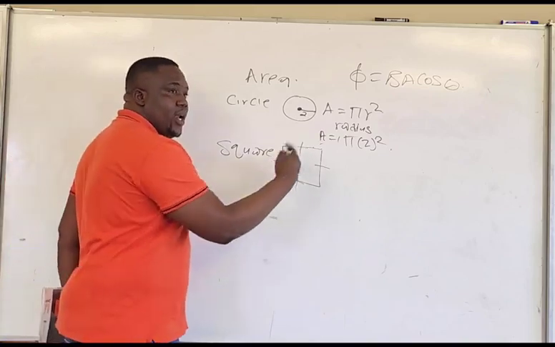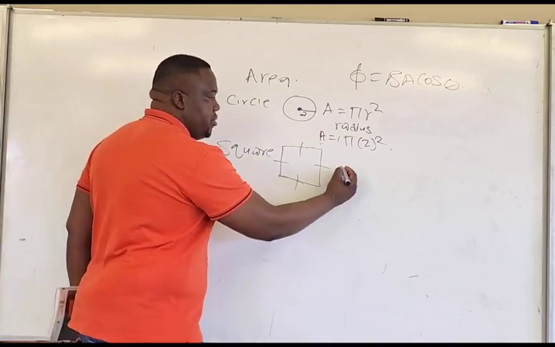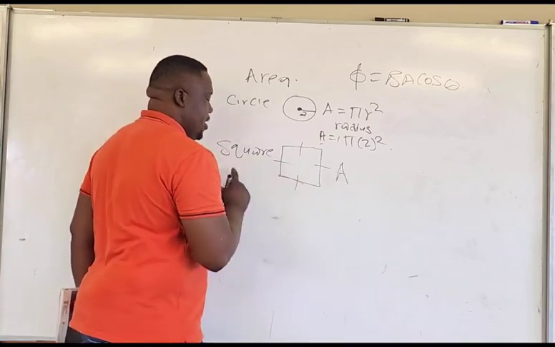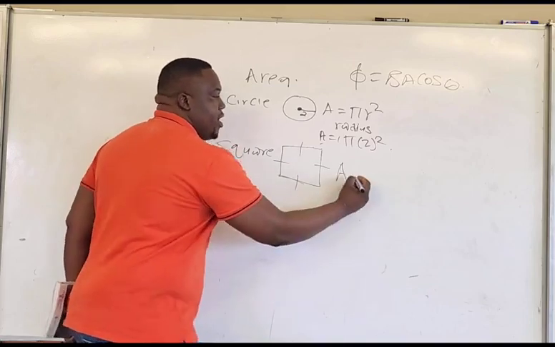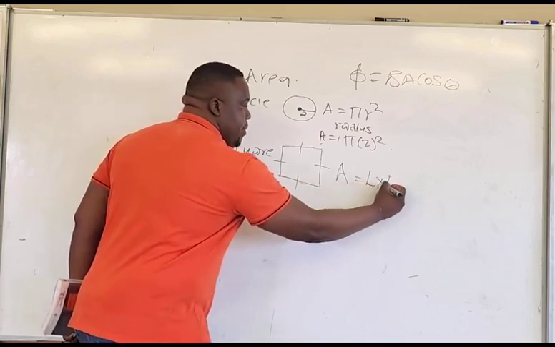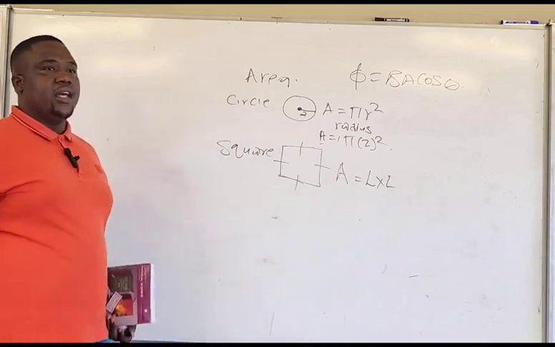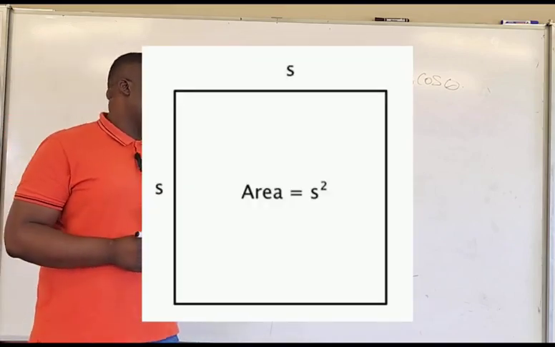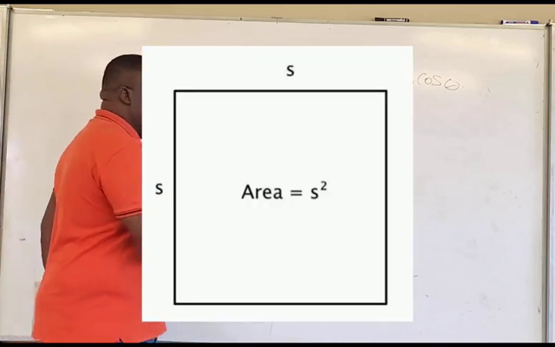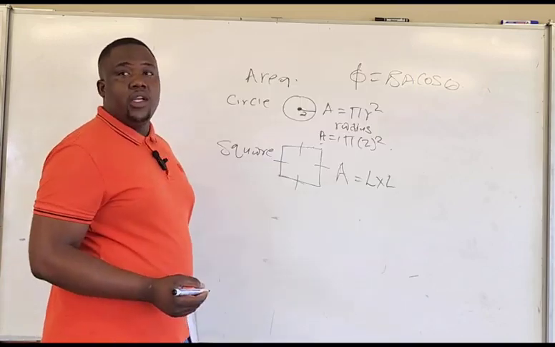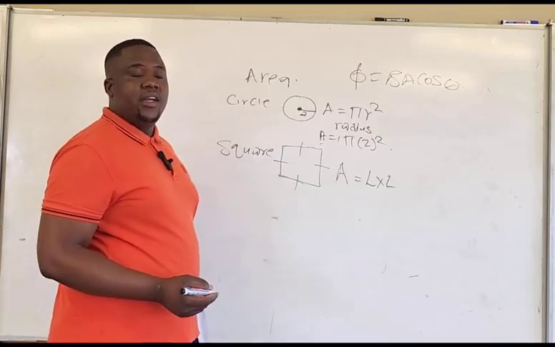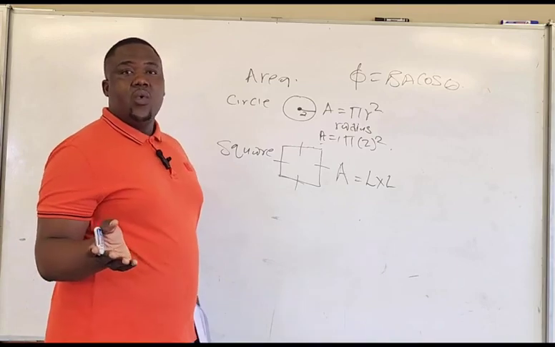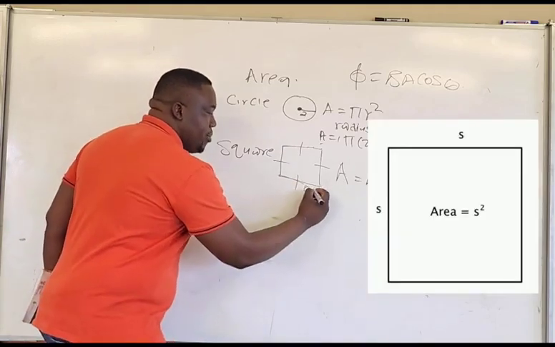We have equal length. So it means the area of a square is length multiplied by length. That is the area of a square. So if they tell you that a square coil is given and it has one side which is 0.7, isn't it?